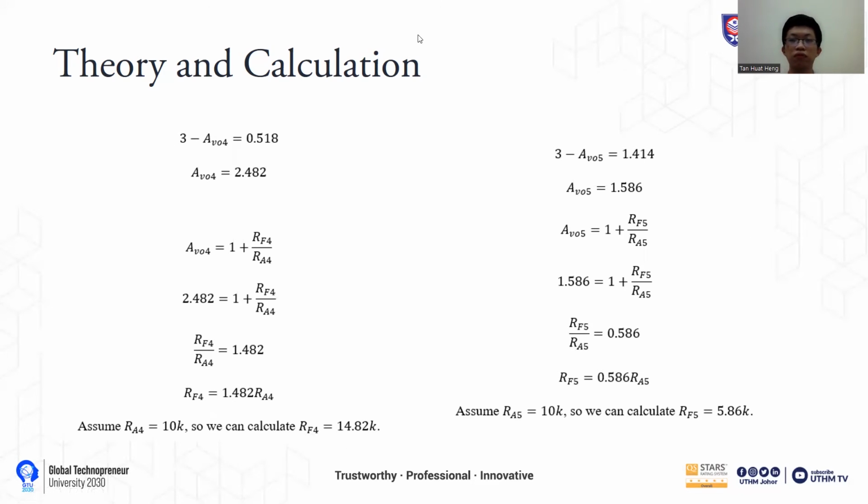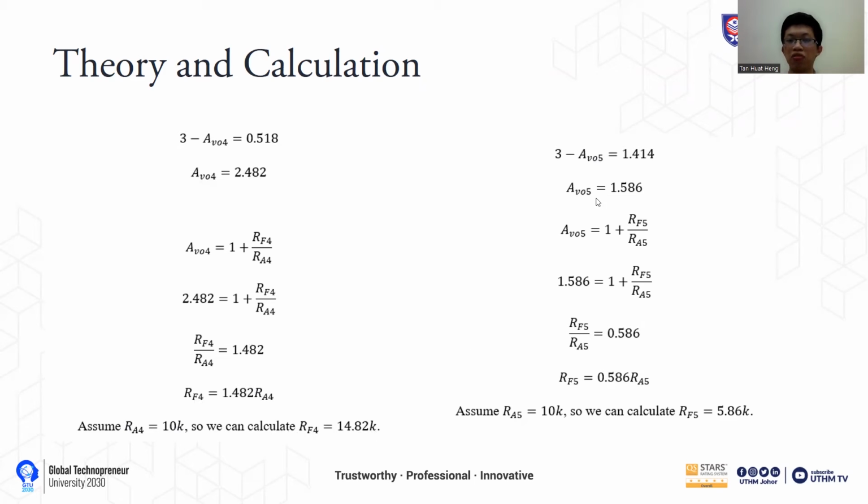So Av04 is equal to 0.518. So Av04 is equal to 2.482. So we can find the ratio is Rf4 is equal to 1.482 Ra4. We assume Ra4 is 10 kilo ohms, and then we calculate Rf4 is equal to 14.82 kilo ohms.